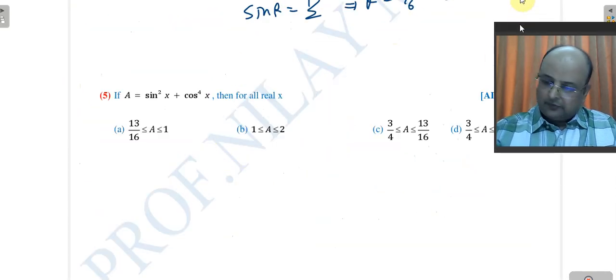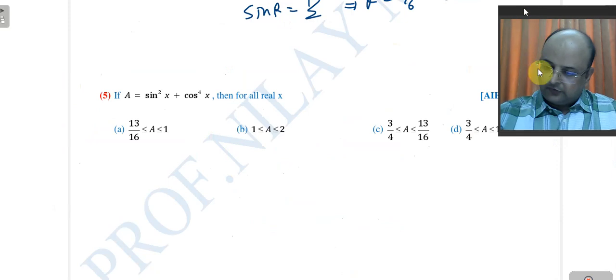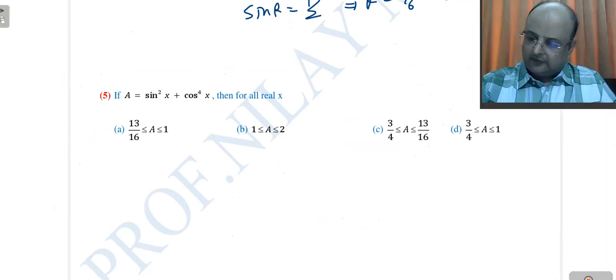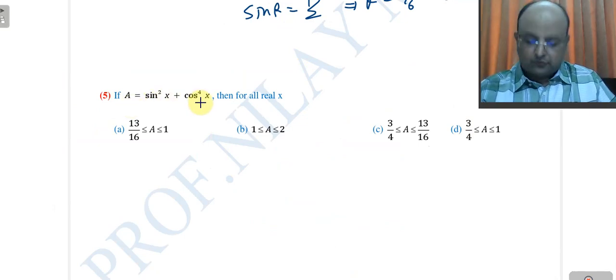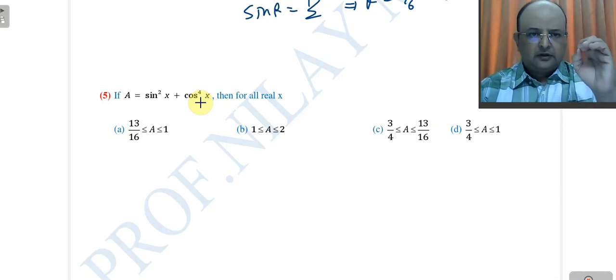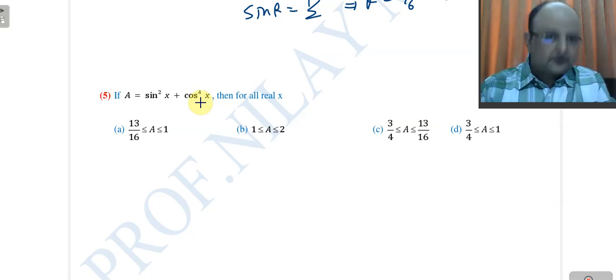So here we have one more example that was asked in 2011. Sin square x plus cos raised to 4x. You should remember one thing: you should always have only one function, not functions.